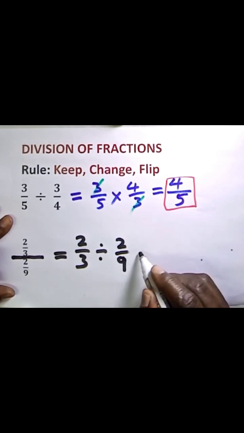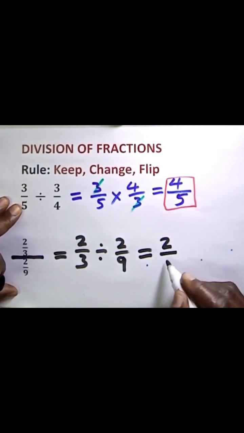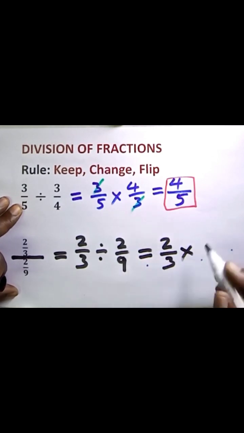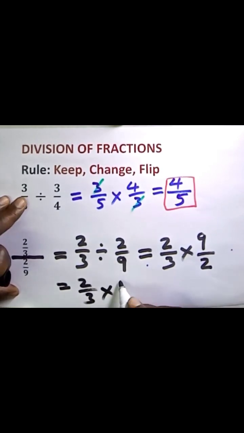So we apply our rules. Keep, change, flip. We'll keep the first fraction. We'll change division to multiplication, and we'll flip the second fraction. That becomes 9/2. Of course, there is something we can do to simplify. This becomes 2/3 times 9 is the same thing as 3 times 3, all over 2.